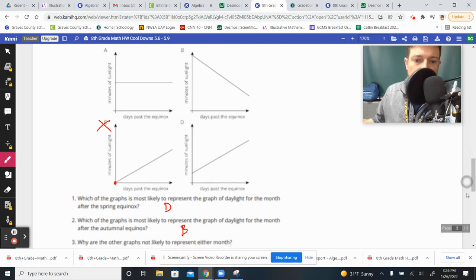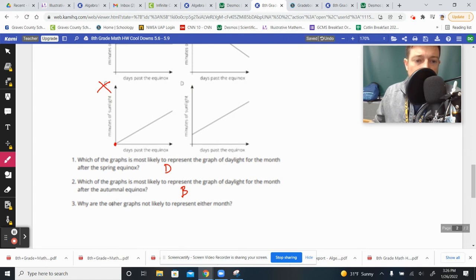And then if you look at number three, why are the other graphs not likely to represent either month? Well, we're going to talk about why we didn't pick C, is because it's claiming a day with no sunlight, and that's not happening in France, not in that part of the world. And then A, what's the issue with A?